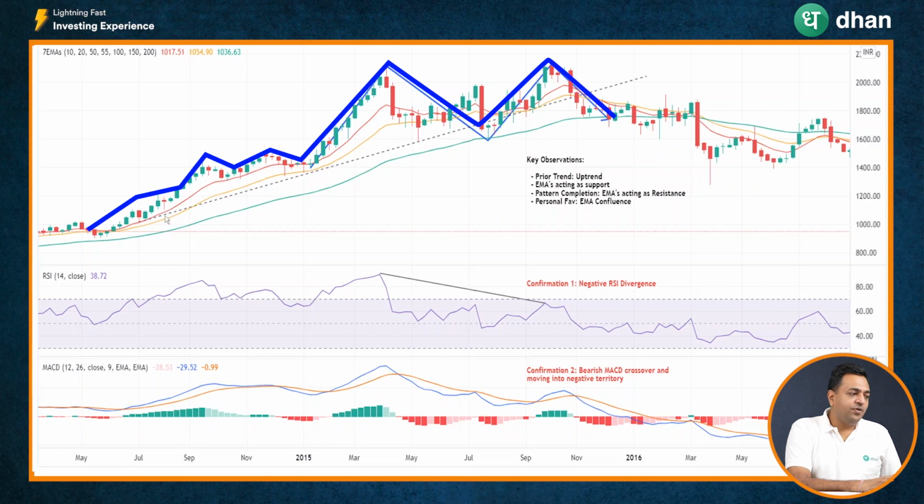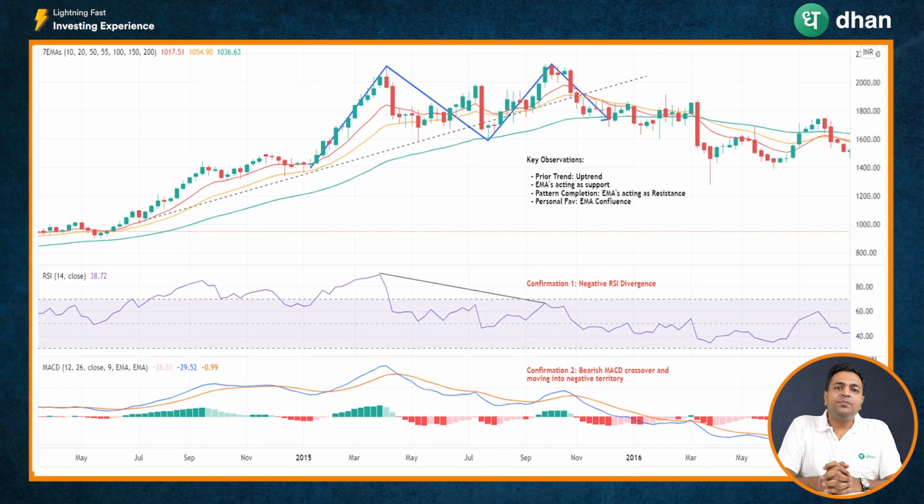If you notice carefully, the EMAs which were initially acting as a support have now started acting as a resistance. The rules are very similar to what we covered in the bullish reversal patterns, where the stock is in a visible uptrend, the EMAs are acting as a support and started to act as a resistance, and the stock has made a double top formation, as we can see in this chart.